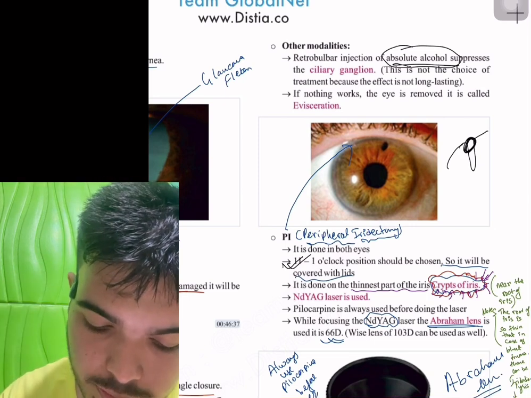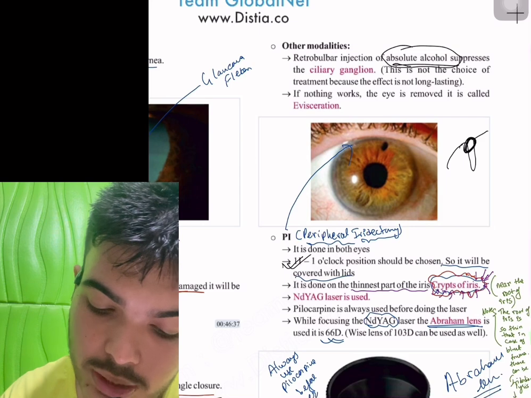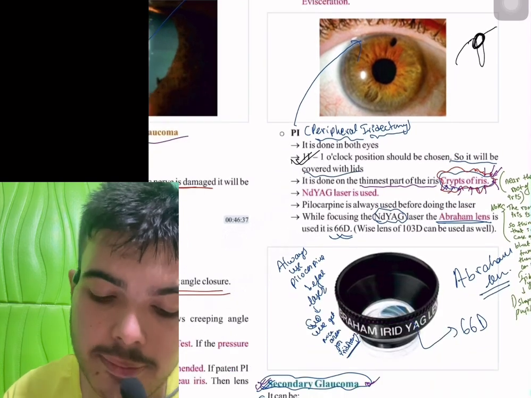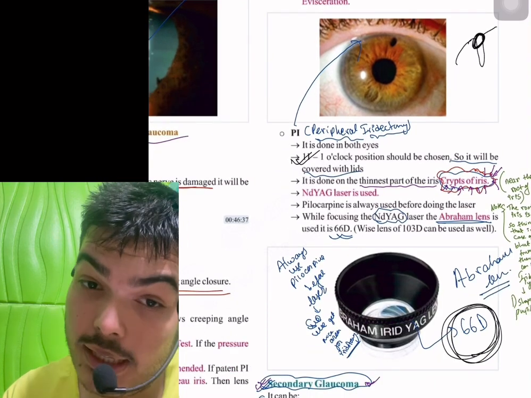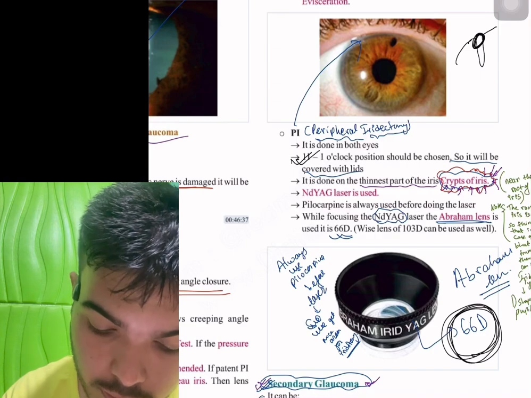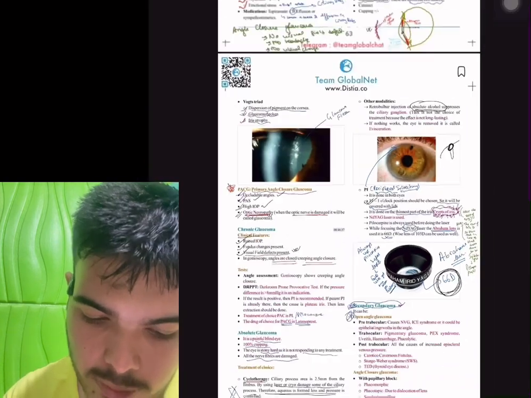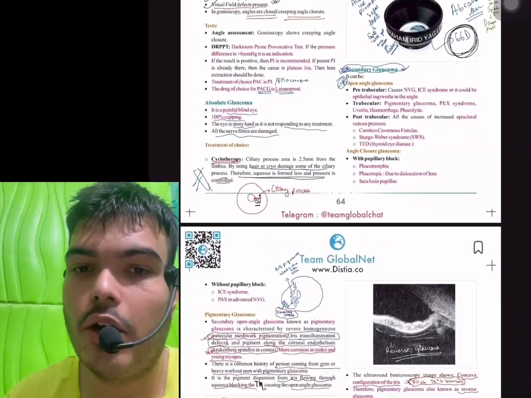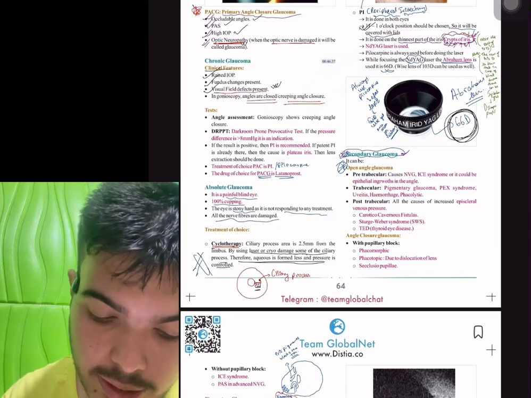Okay, and you can use a lens which is known as Abraham's lens, that is 66 diopters. A 90 diopter lens is a convex lens. Now let's come to secondary glaucoma. Secondary glaucoma we will do in the next video. The main important thing was that one.